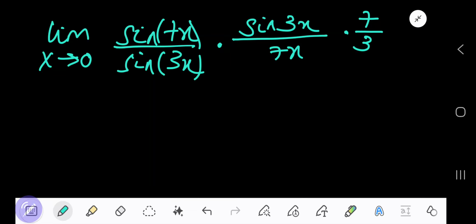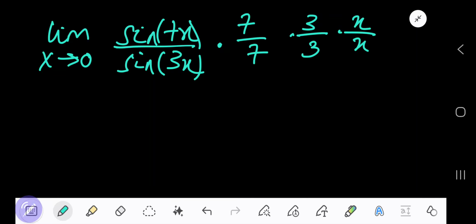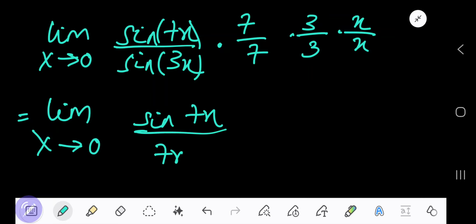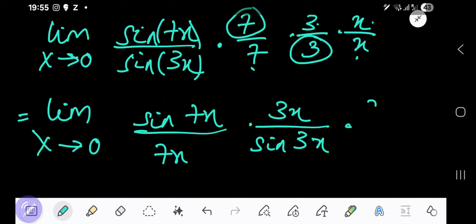So what would we do now? Actually, you can't. This would be a more unethical way of approaching it. Let's say you multiply it by 7 over 7 times 3 over 3 times x over x. This is better. When I rearrange the terms in the numerator and denominator, I can get sine 7x over 7x, and then I can get 3x over sine 3x. Because I took this term and this term, I also took this term and this term, so all I'm left with is a 7 and a 3. So times 7 over 3.